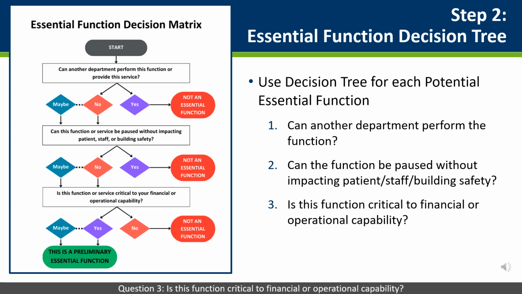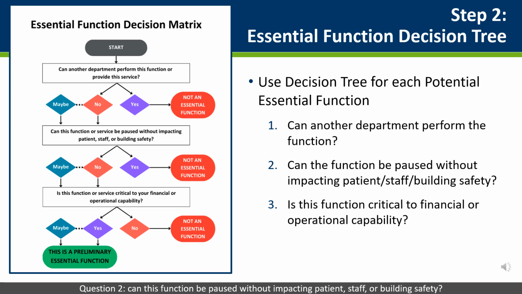Question 3, is this function critical to financial or operational capability? If the answer is no, this is not an essential function. If the answer is yes or maybe, this is a preliminary essential function. Since we used food services above, let's continue with that in our example. Question 1, can another department perform food services? Other departments could help with food service, but we probably need some food service expertise to perform this function. So I will say this is a maybe answer. So we will move on to question 2.